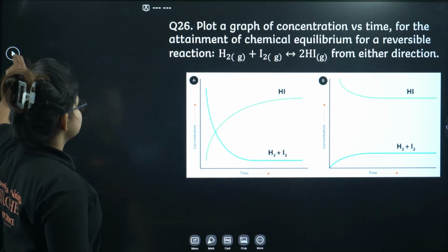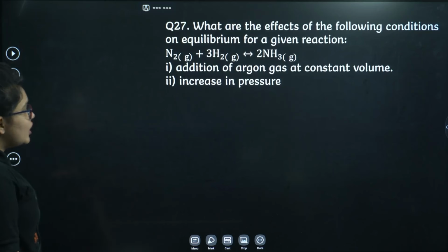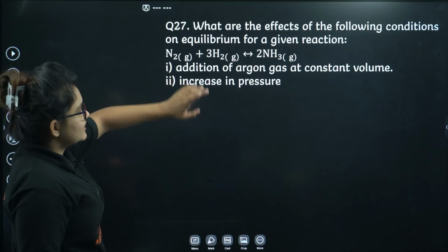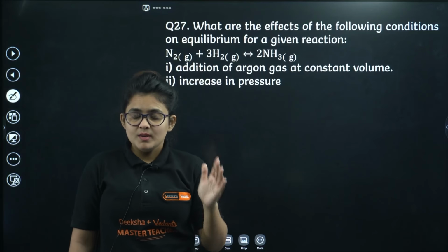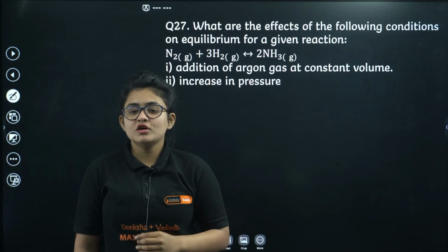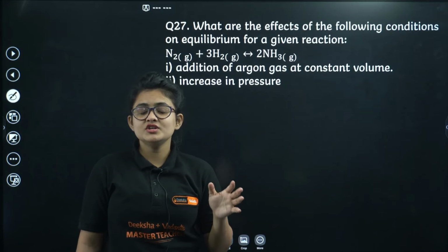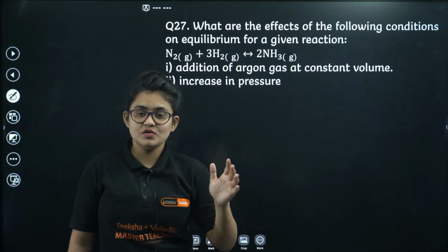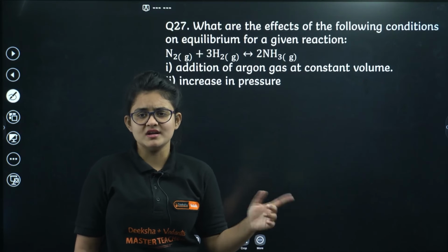Let's proceed. What are the effects of the following conditions on equilibrium for a given reaction? Addition of argon gas at constant volume. Whenever you are keeping the volume constant, there will be no effect on addition of inert gas. Why? Because the molar concentration or effective concentration that is taking part in the reaction is going to be fixed, because argon is an inert gas that's not going to take part in the reaction, right?